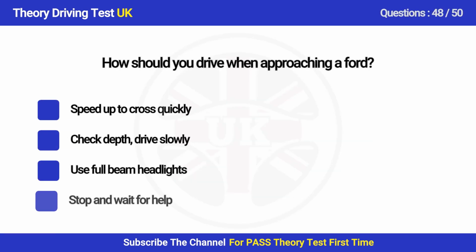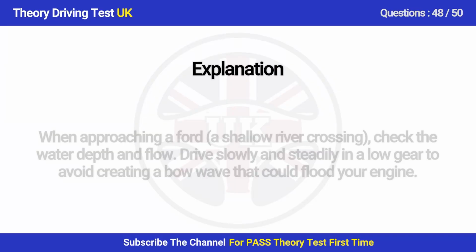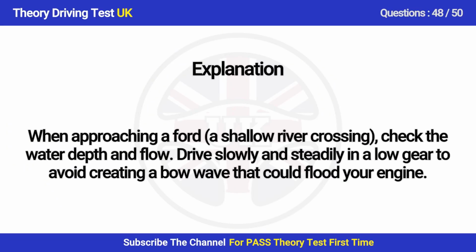Question 48. How should you drive when approaching a ford? A. Speed up to cross quickly. B. Check depth, drive slowly. C. Use full beam headlights. D. Stop and wait for help. Answer is B. Check depth, drive slowly. When approaching a ford, a shallow river crossing, check the water depth and flow. Drive slowly and steadily in a low gear to avoid creating a bow wave that could flood your engine.